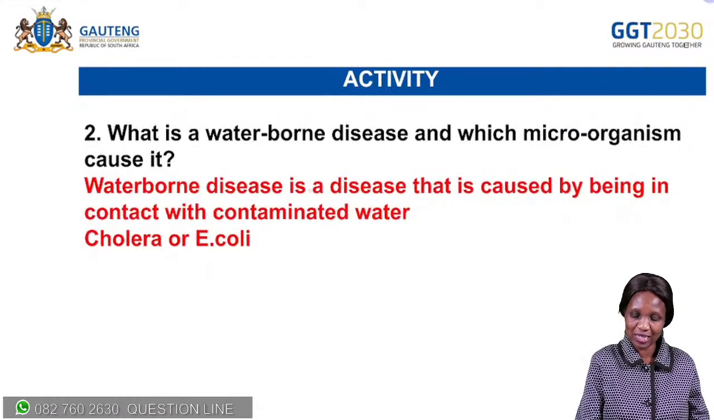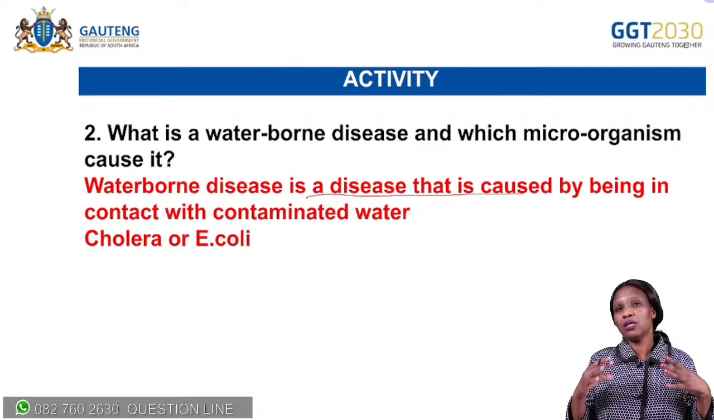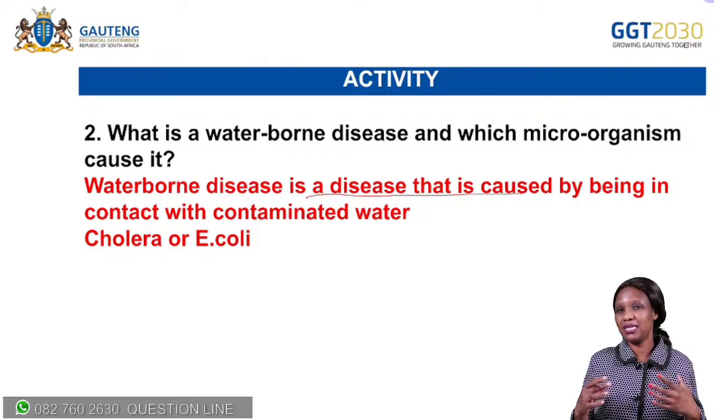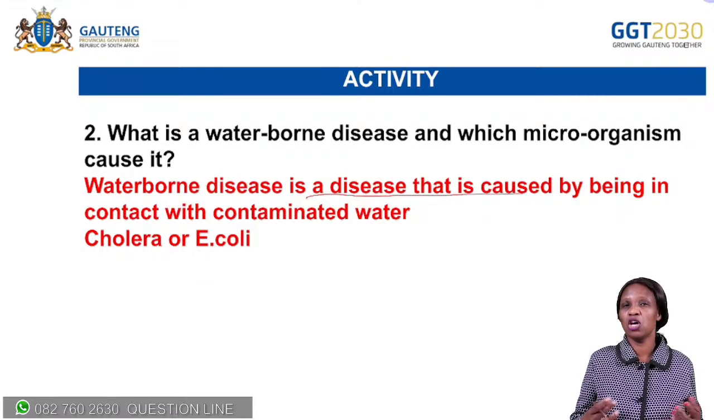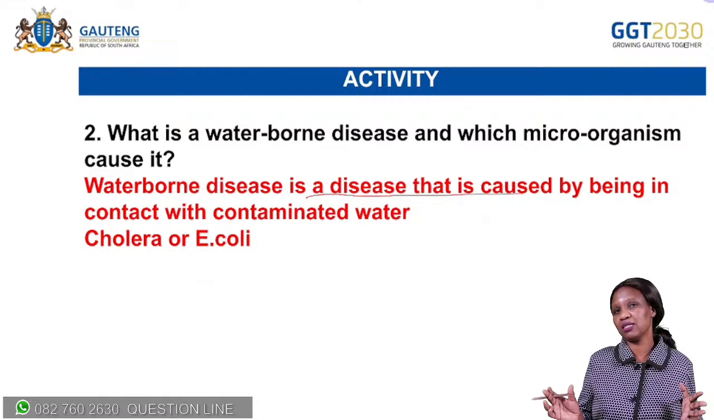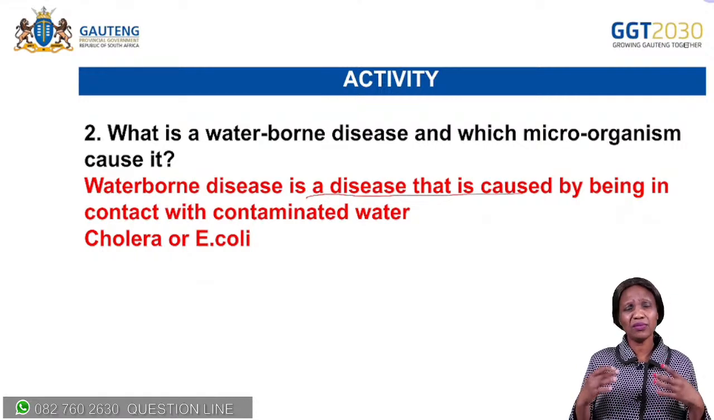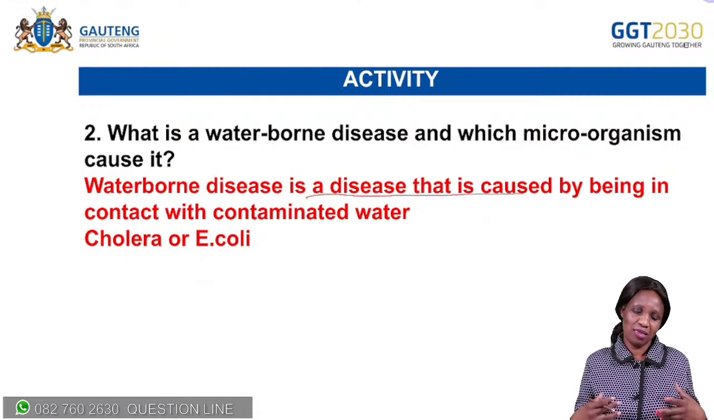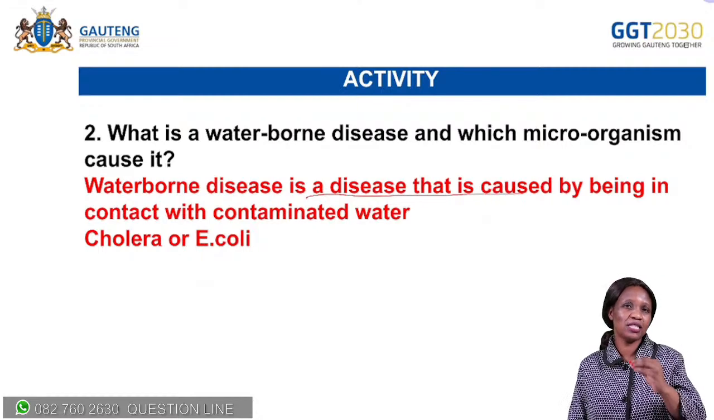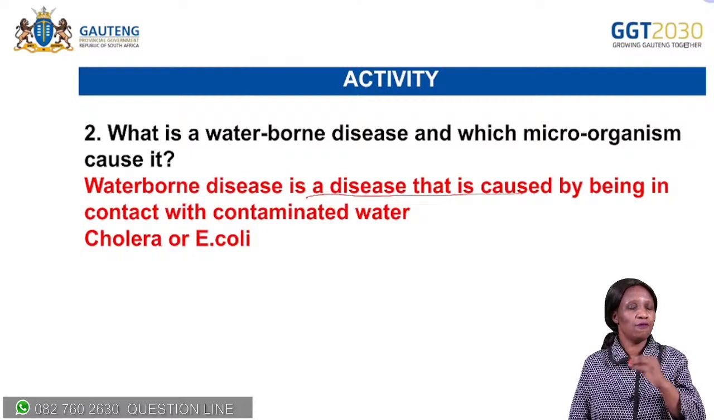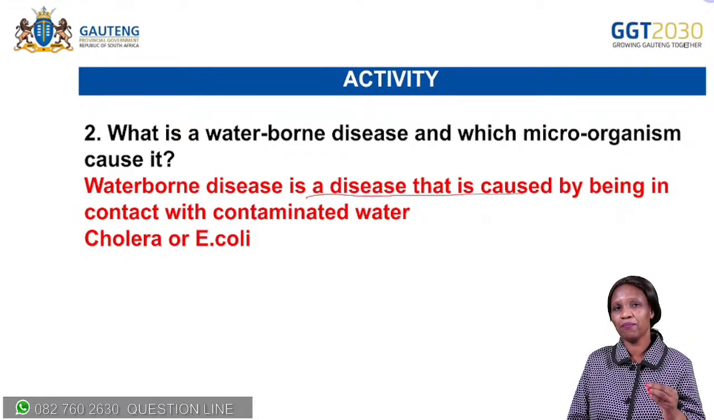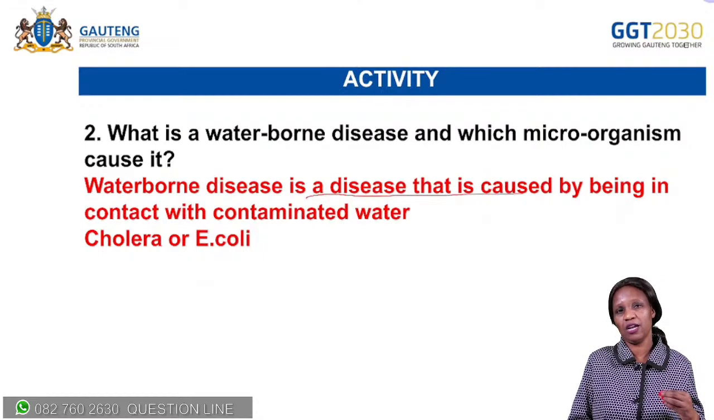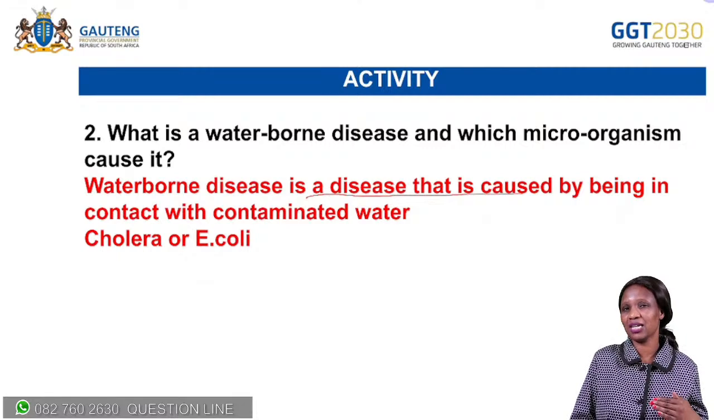When we are looking at a waterborne disease, it is a disease that is caused by what? Contaminated water. The water can be contaminated with different types of bacteria, for example E. coli. If the water is contaminated and then you drink the water, then you'll have different waterborne diseases. If you drink contaminated water, then you can suffer from what? You can have cholera. And it is a very dangerous disease.